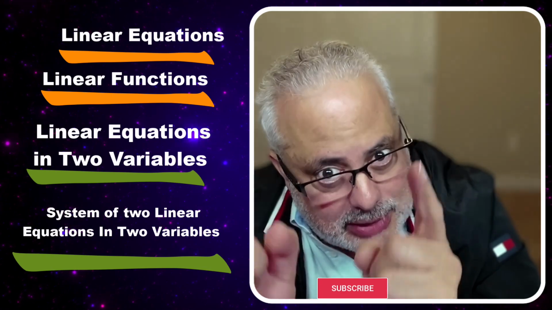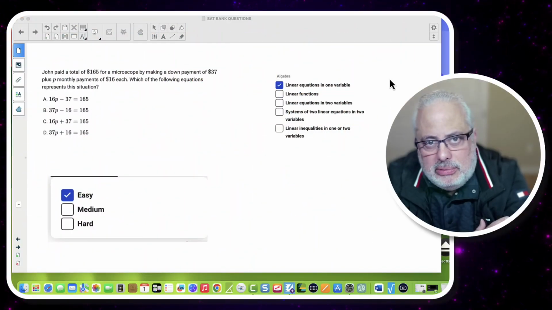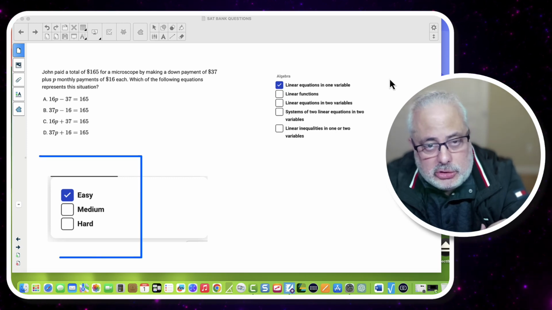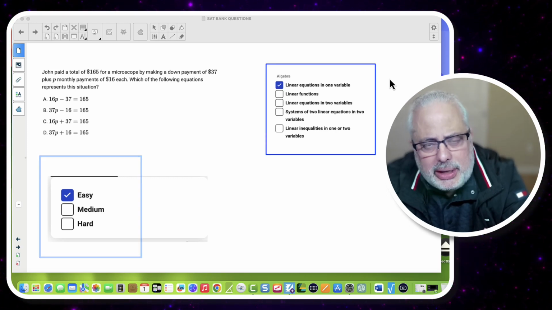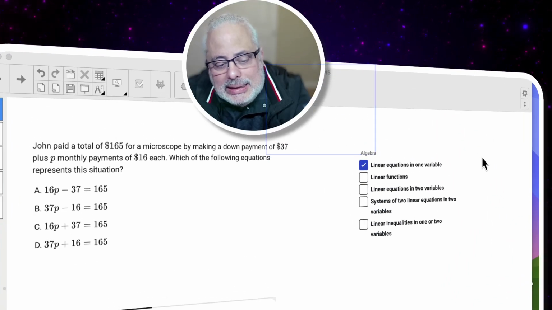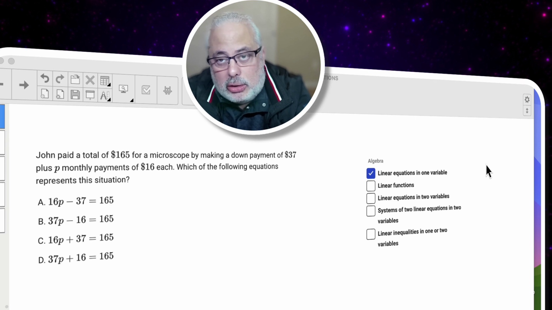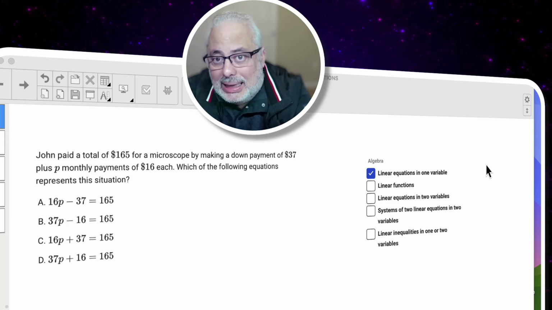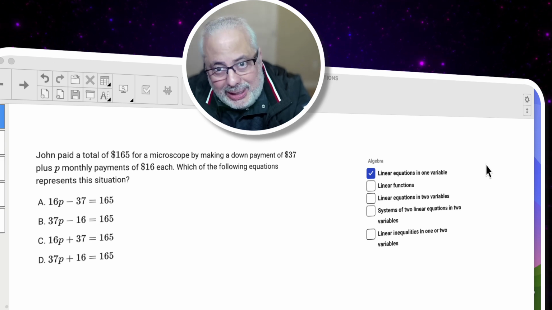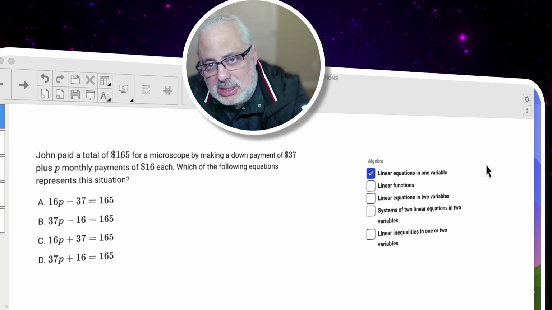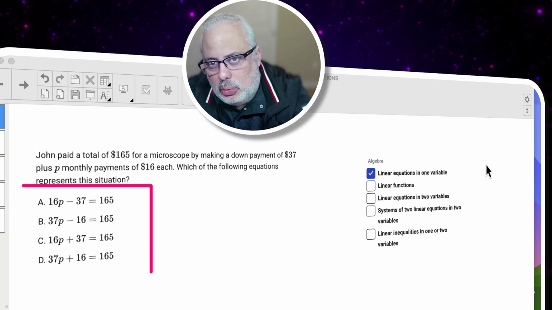Let's see the next step. This is an example of an easy question from the algebra domain from the linear equations in one variable. Just read: John paid a total of $165 for a microscope by making a down payment of $37 plus P monthly payments of $16 each. Which of the following equations represents the situation?